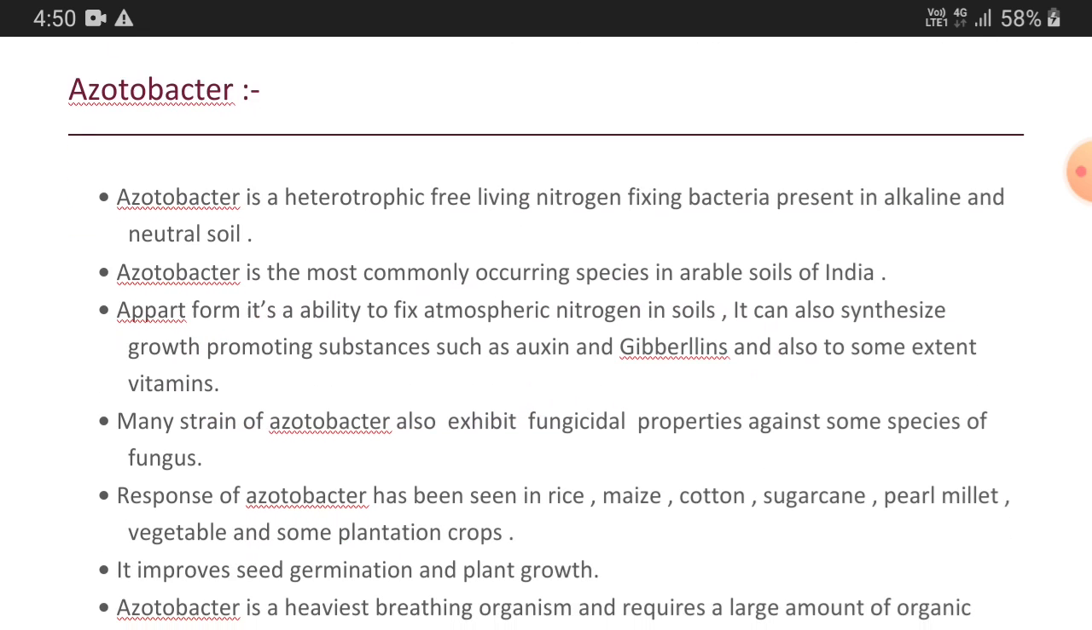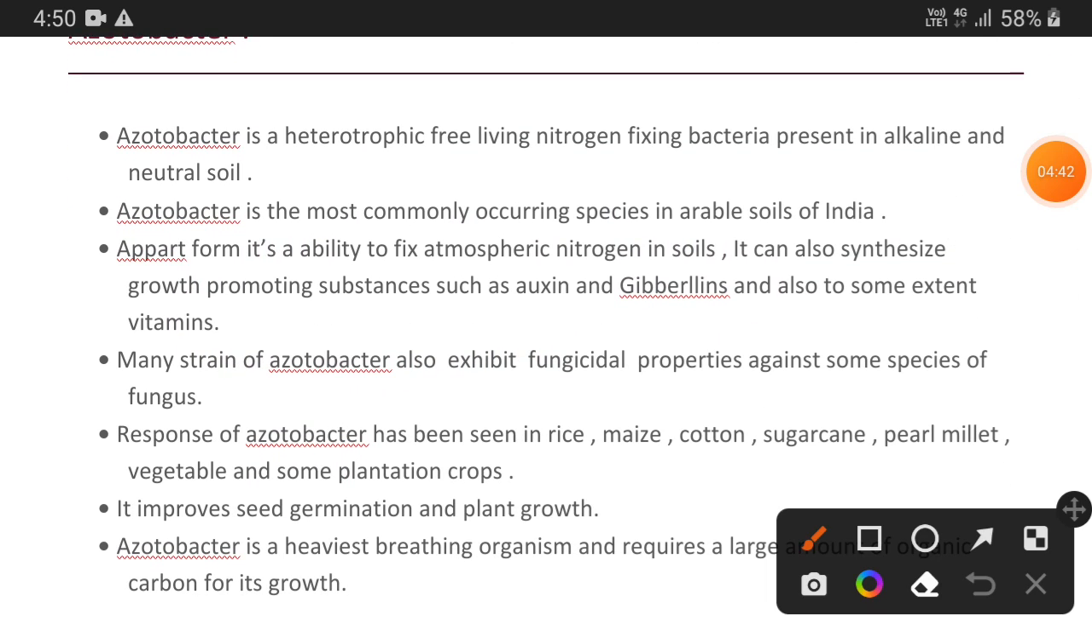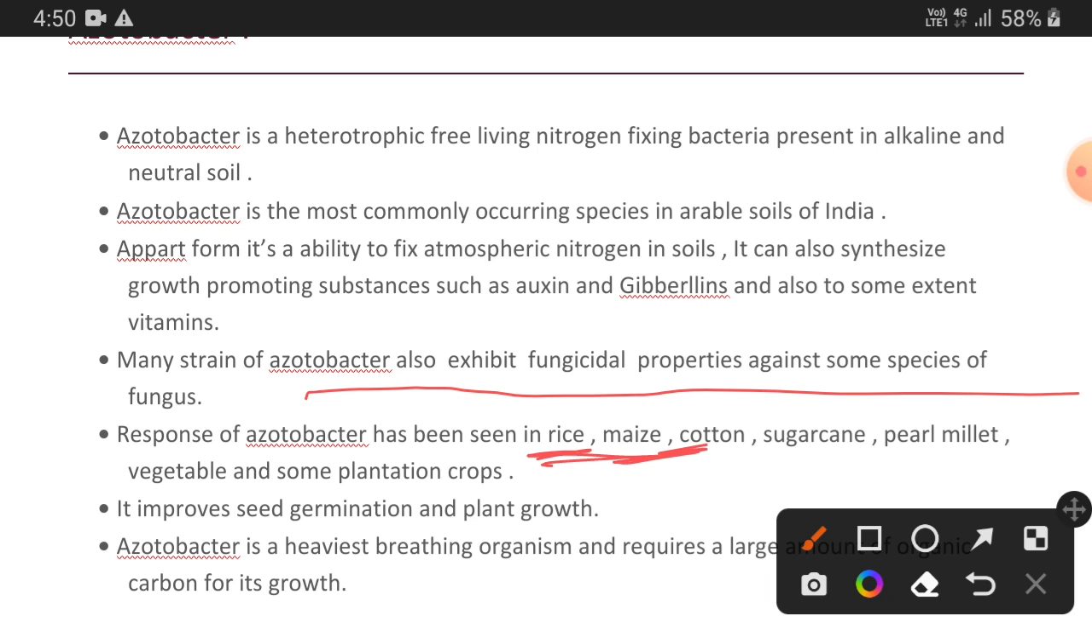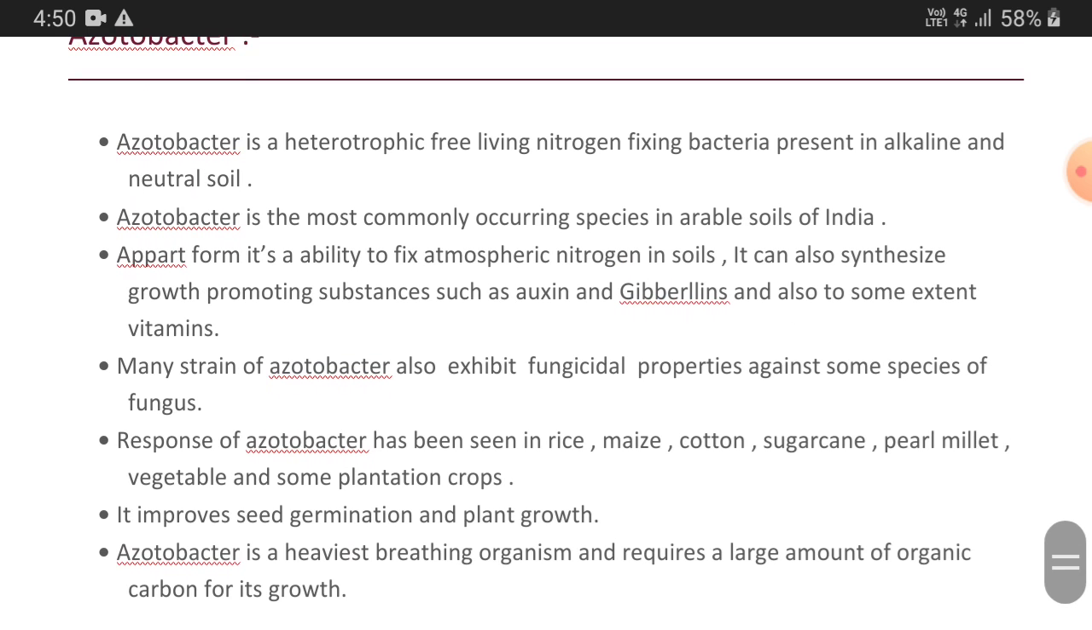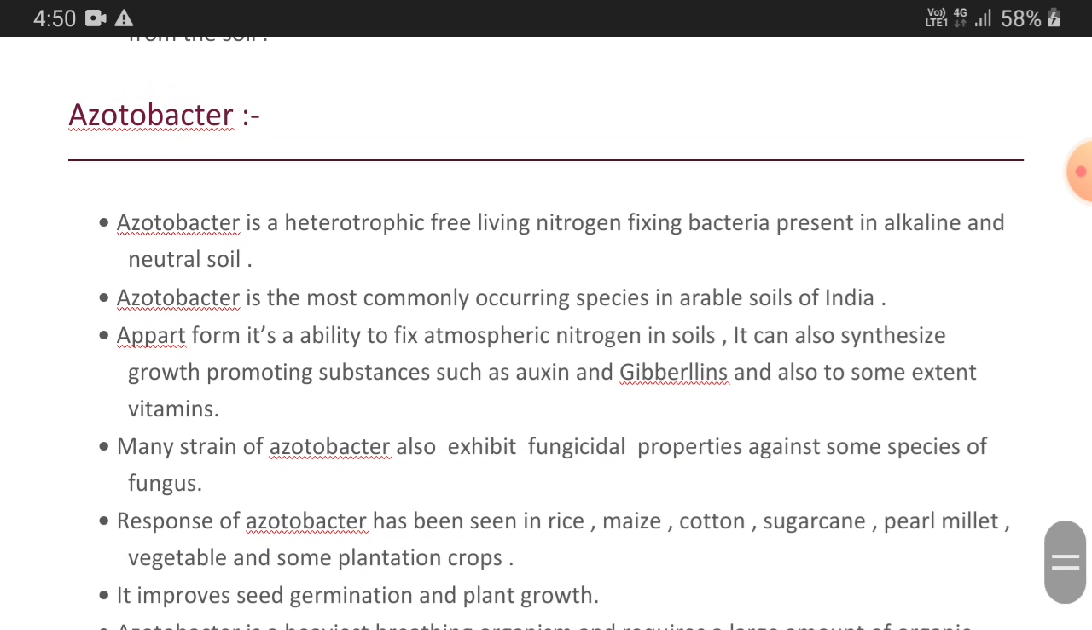Many strains of Azotobacter also exhibit fungicidal properties against some strains of fungus, and it shows its action on rice, maize, cotton, sugarcane, pearl millets and plantation crops. So that is the concept behind Azotobacter as a biofertilizer. It will provide a large amount of nitrogen in soil that the plant can obtain.